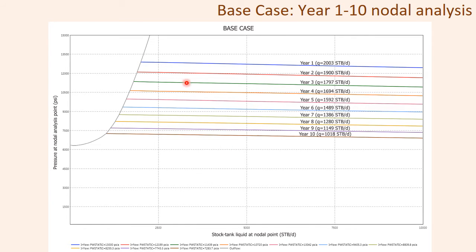As you can see here, this is our IPR for our 10 years of our base case. This is our TPR. These are our zoomed in IPR curves. We start at 2003 stock tank barrels and we decline down to 1018.